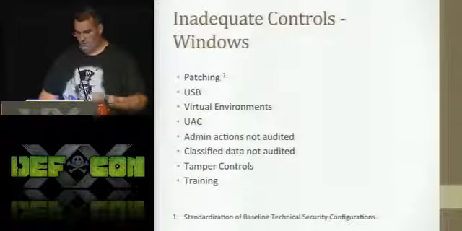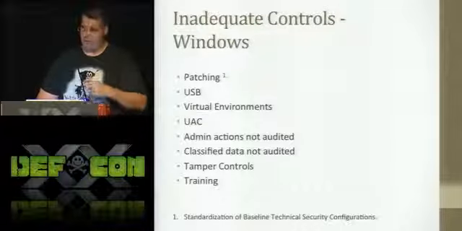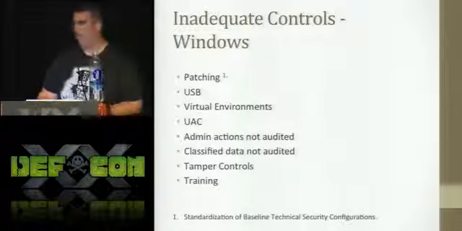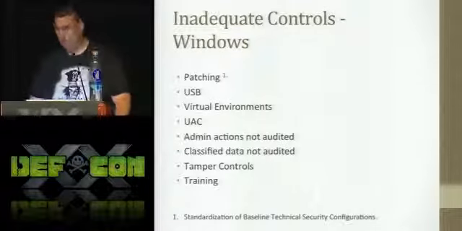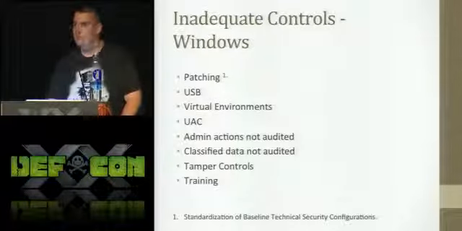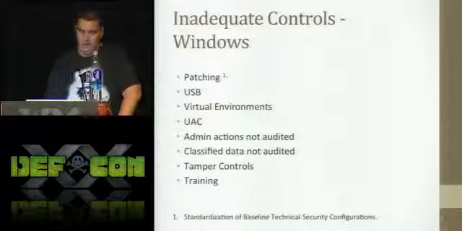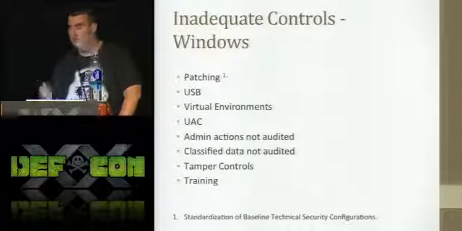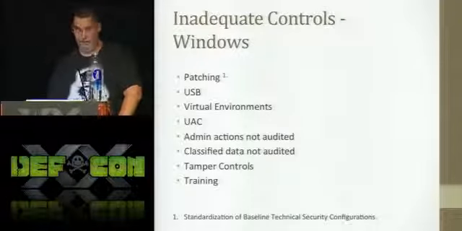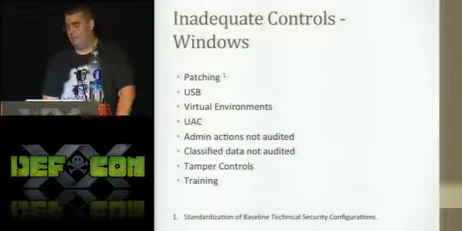Okay, so an overview of some of the inadequate controls that are in Windows. Patching, like I said, it's very ambiguous, and I mean, if the document's not patched, I can't tell them to patch it. I just have to tell them that they should expeditiously patch the system. USB, that's how stuff gets taken off the system. Virtual environments. If you're running VMware or any other virtual system, there are no security requirements for it. Do whatever you want.